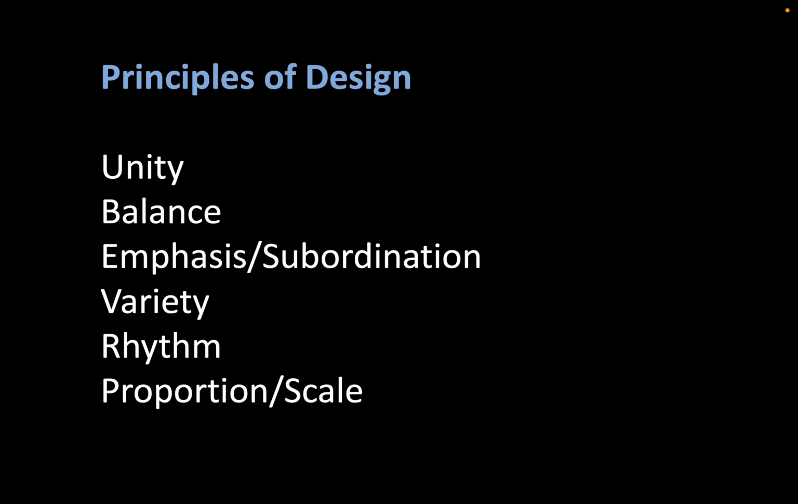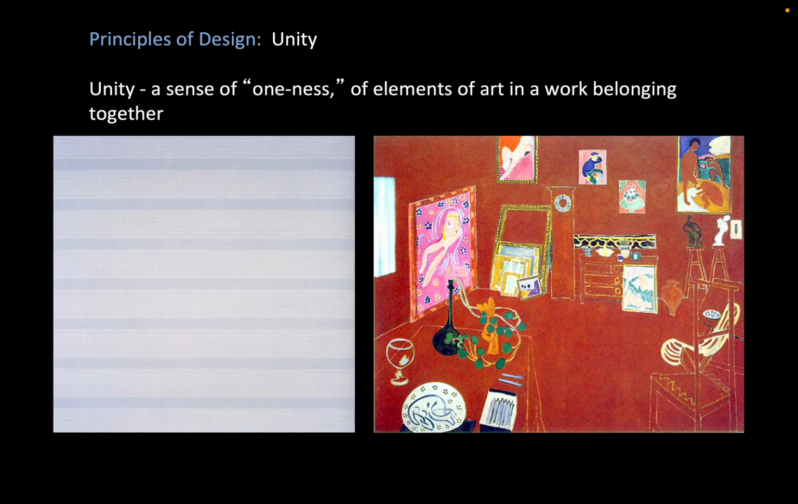So let's walk through these and see if we can lift the hood and look into the engine and find out what each of these does in artwork. The first is unity, and you can probably guess, a lot of these are probably kind of common sense, but you can probably guess what this means. It's basically a sense of an artwork having oneness. The elements of art kind of belonging together, kind of holding hands to make an artwork look cohesive and to hold together visually. So here are two example images.